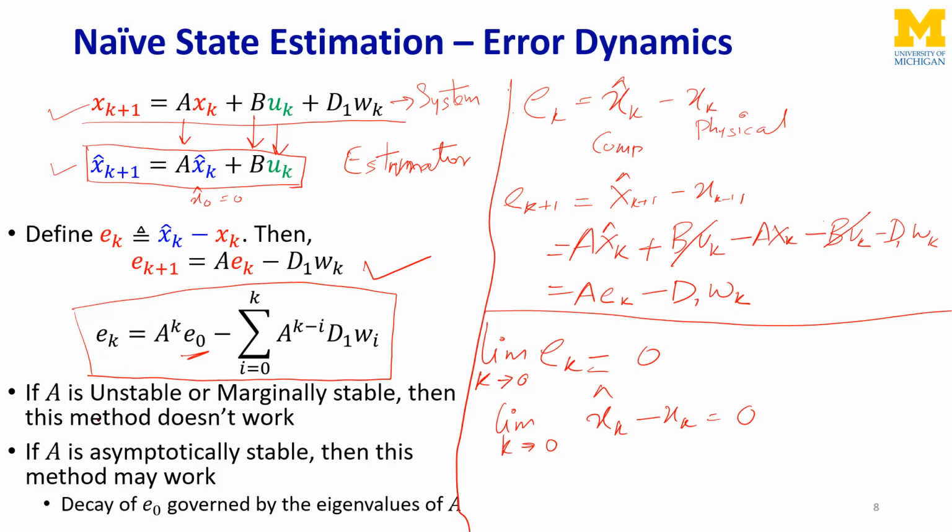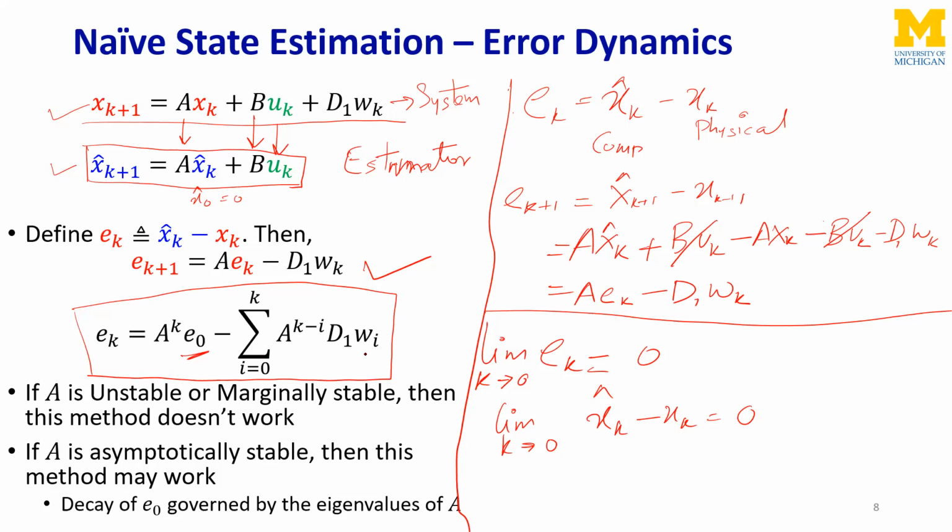On the other hand, if A is asymptotically stable, which means all the eigenvalues of A are inside the unit circle, then this method may work. Well, it'll work in the sense that the effect of e naught will decay, and the rate of that decay is going to depend on the eigenvalues of A. And so this component is going to go away.